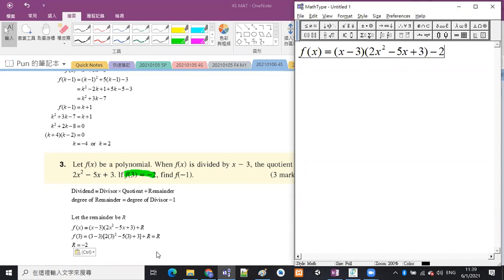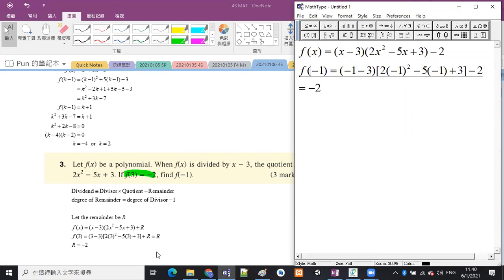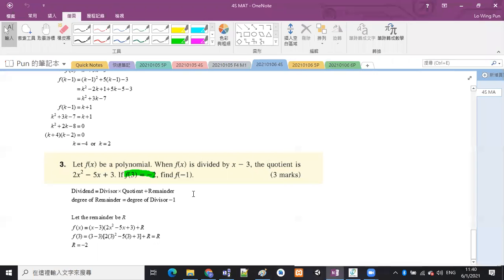Okay, and the question asks us to find f(-1). So it's very easy. Just replace all the x by -1. Is -1 minus 3. And then 2 times -1 squared minus 5 times -1 plus 3 and then minus 2. 咁呢個係幾多嚟嘅呢？Should be -2. Okay, so f(-1) should be equal to -2. And that is the answer.